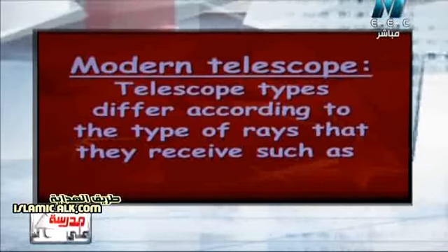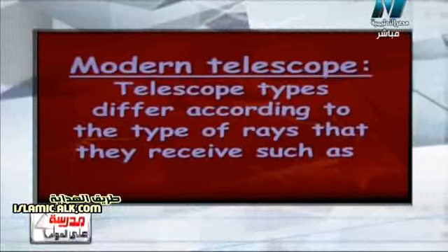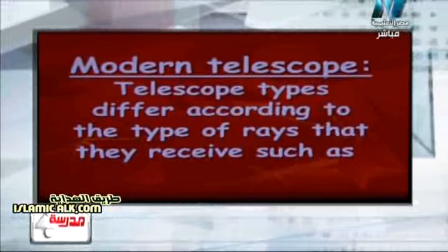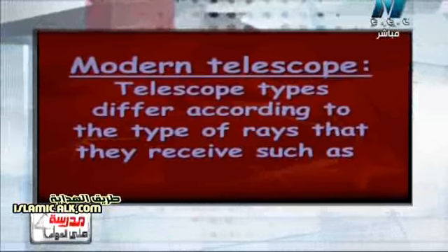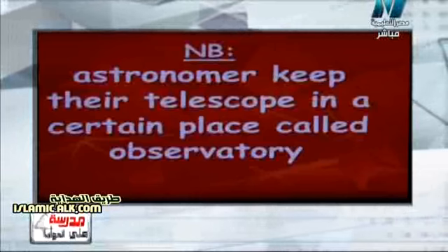So we have many telescopes, such as visual light rays, infrared rays, ultraviolet rays. Modern telescopes are of many types. They differ according to the type of rays that they receive, such as visual light rays, infrared rays, and ultraviolet rays. So note well, it's a very important piece of information.